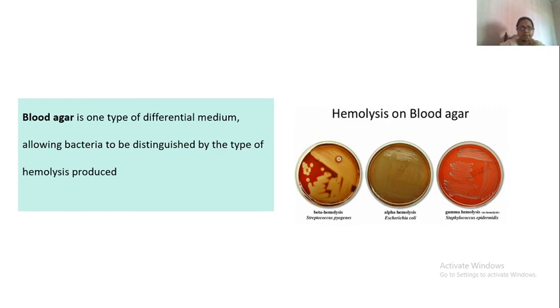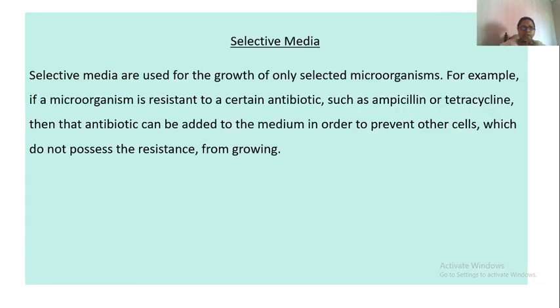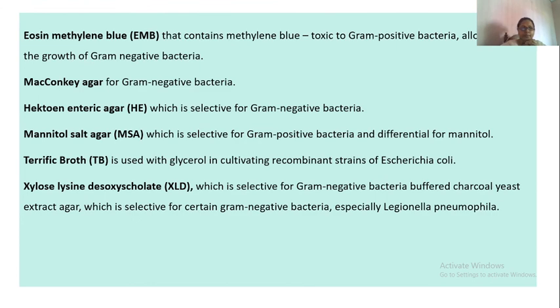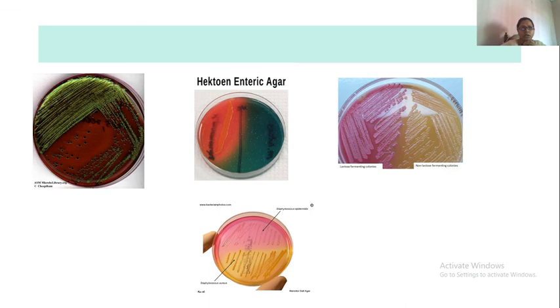In blood agar, you can see different types of hemolysis and categorize your organism based on that. Selective media are the media that selectively support the growth of only one or two types of organism, and it's very important when you have a contaminated sample or a sample with a lot of mixed normal flora, like a stool sample, or even for a sputum sample, it is very helpful.